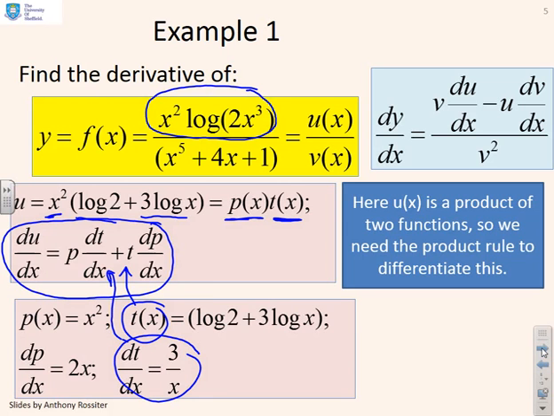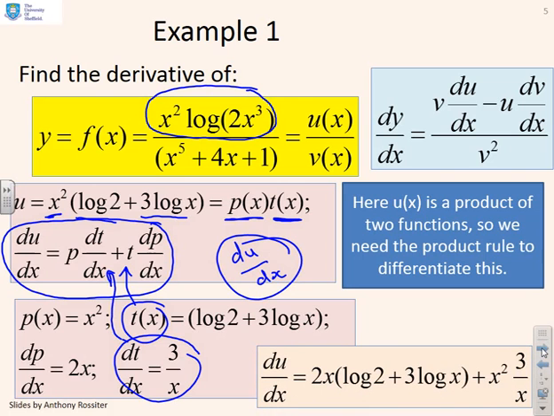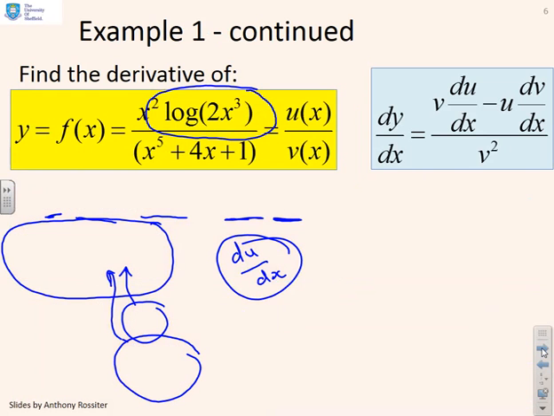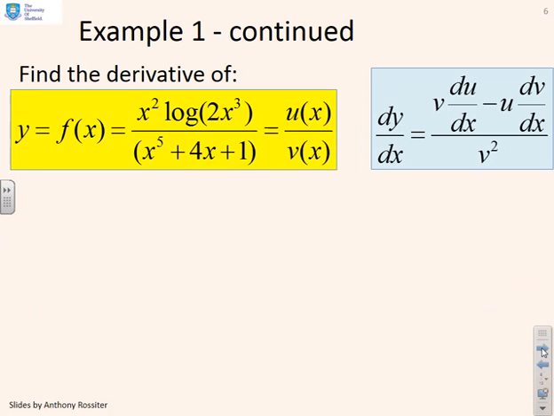So you'll notice step number 1 was to say that my numerator is a product of two functions, and I need the derivative of the numerator. I need to know what is du/dx. And I've solved it here in these two pink boxes. So there it is. du/dx is 2x times (log 2 plus 3 log x) plus x squared times 3 over x.